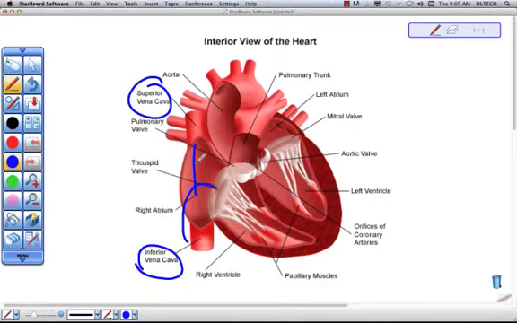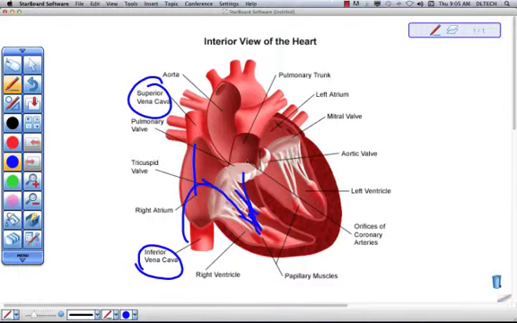Once the atrium is filled, it contracts and it squeezes the blood through the tricuspid valve, which allows it to flow into the right ventricle. When the right ventricle then contracts, it flows up into the pulmonary trunk through the pulmonary semilunar valve. It's important to note here the fibers that connect the tricuspid valve to the right ventricle to ensure that when the right ventricle contracts, the blood doesn't flow back into the right atrium.